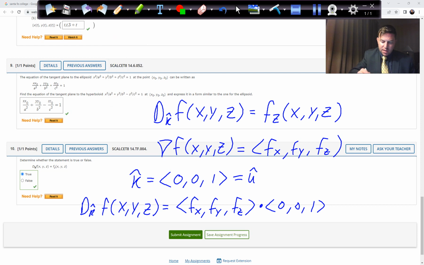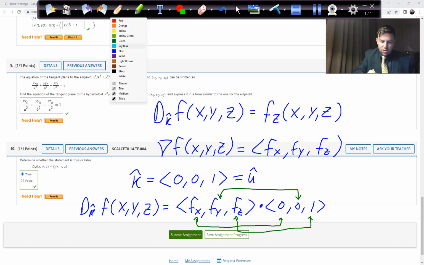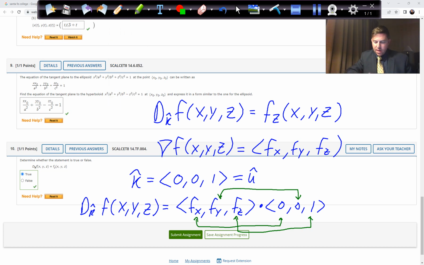Well, based on dot products, it's going to be fx times 0 plus fy times 0 plus fz times 1. So everything is going to go away. Fx goes away, fy goes away because they're multiplied times 0. And this is going to equal 1 times fz, which is the partial derivative of f at the point x, y, z. I was just not writing the parentheses part, but it was there all along. And that's exactly what they said, so that's a true statement. Okay, and now we'll conclude Chapter 14, Section 6.